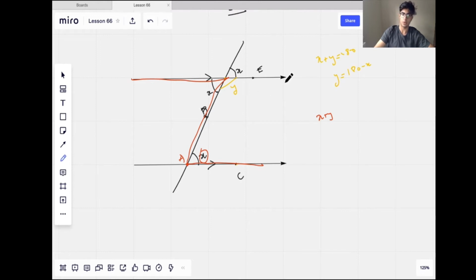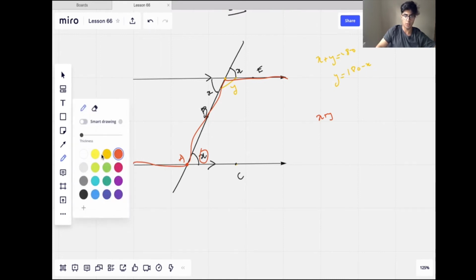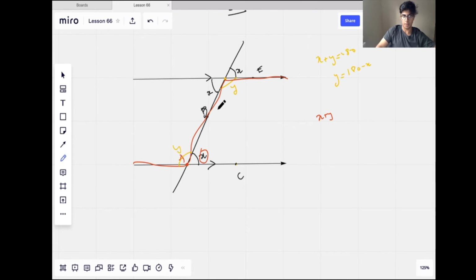And also you could create a Z, so if I get rid of this, this isn't a Z, but you can see how this looks like a Z but flipped. You also have, say, this would be Y as well, by the alternate interior angle theorem. So with parallel lines, these are the key facts you need to know.